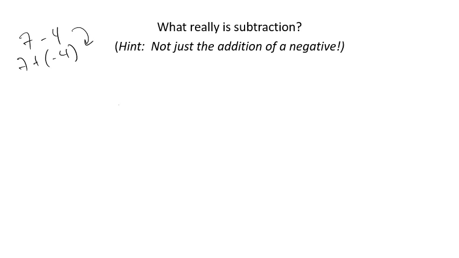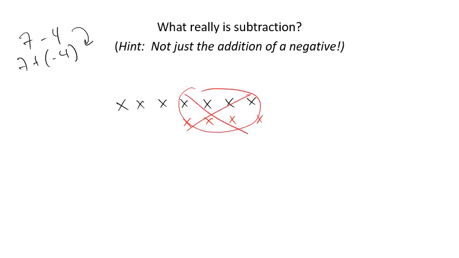And so what a lot of people will do with this problem, and if you want to take a second to think about 7 minus 4, think about how you would model this problem. What a lot of people do is they'll make a set of 7, and then they'll make a set of 4, and maybe they'll make it in a different color like this. And then they will cross these out and get positive 3.